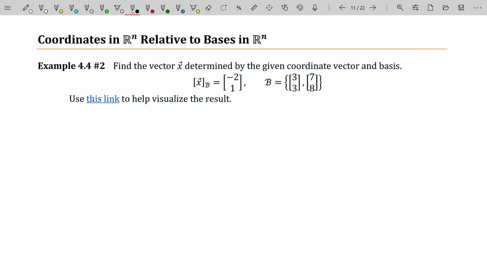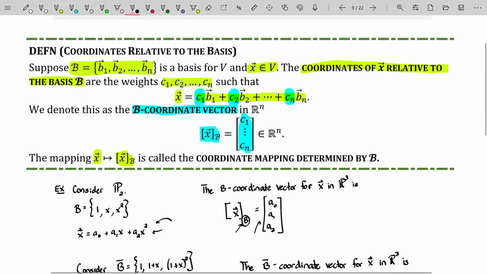Hello, my name is Roy Simpson, professor of mathematics at Cosumnes River College in Sacramento, California. This is yet another video for linear algebra students who are currently going through coordinate systems and who have just learned about coordinates in Rn relative to bases and coordinates of x relative to the basis and the b coordinate vector, all that fun stuff. Basically this stuff right here.